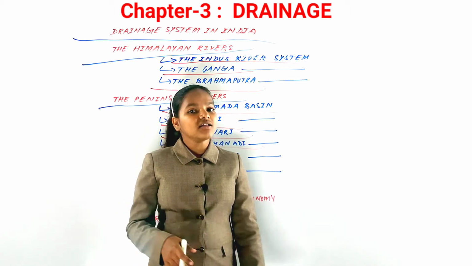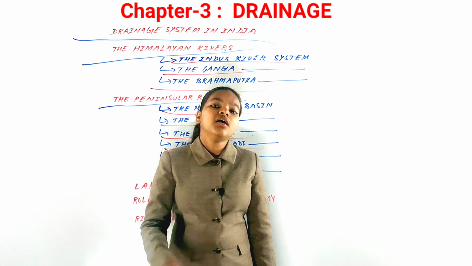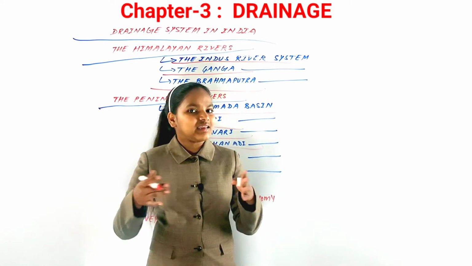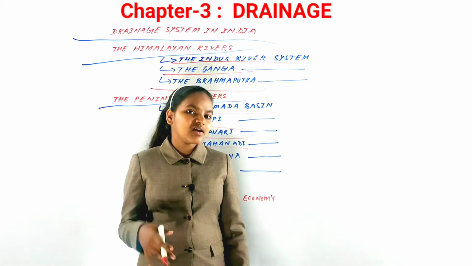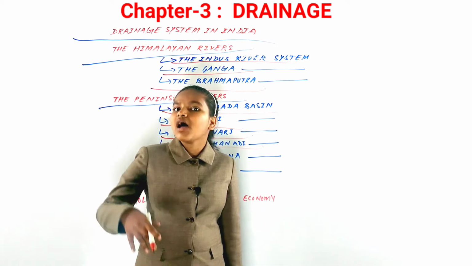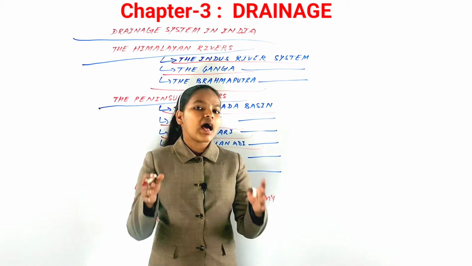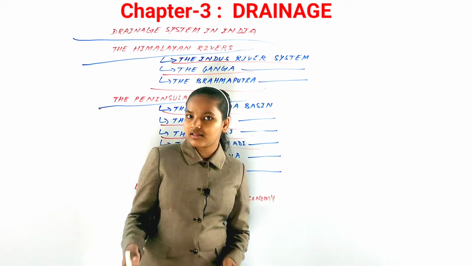If you talk about its tributaries, there are small tributaries like the Pari River and the Hathni River and many more rivers. So that is about the Mahanadi River. Its total length is about 800 kilometers.